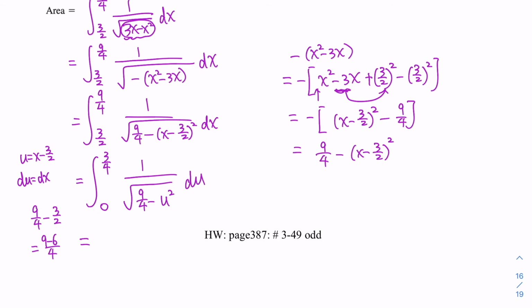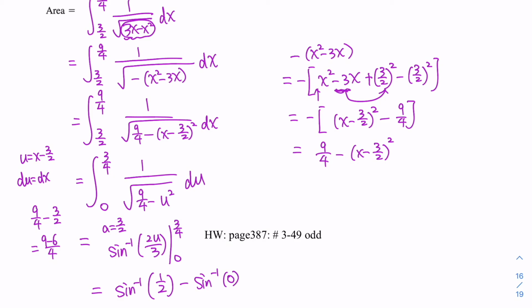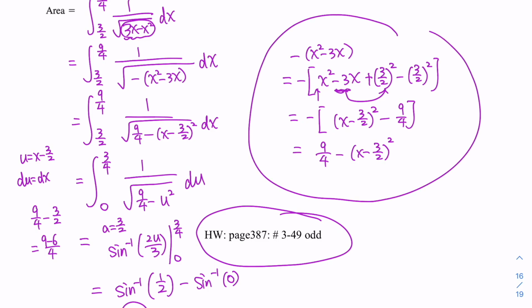So the value of a here is 3 over 2 now. So sine inverse of 2u over 3, with u from 0 to 3 over 4. We plug everything in. Sine inverse 1/2 minus sine inverse 0. Sine inverse 1/2 is pi over 6. Sine inverse 0 is 0. This is our homework. So make sure you are okay with completing the square.